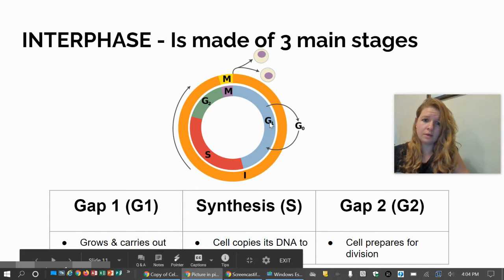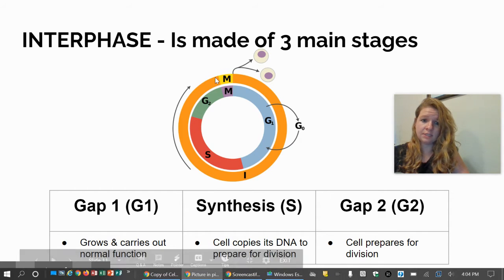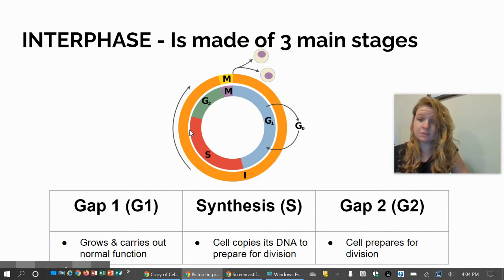So this whole process represents interphase. This is what your cell is in. You see this tiny little yellow spot here for M, that's mitosis. That's when we divide. Then boom, we're right back into interphase. So your cell is spending most of their time in interphase. But in interphase, there are 3 separate stages of interphase.